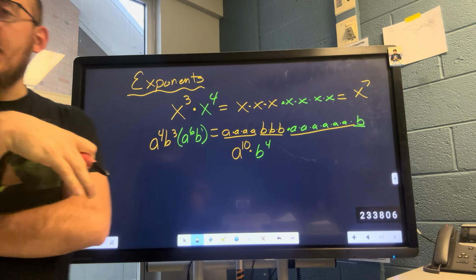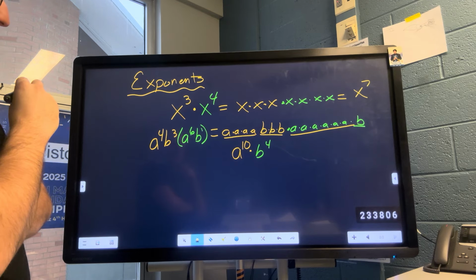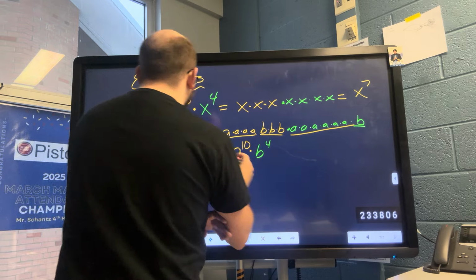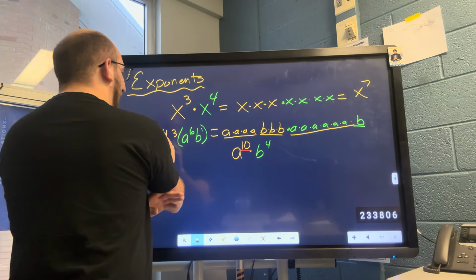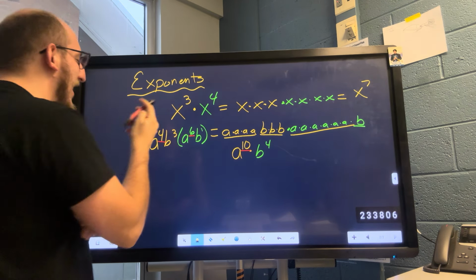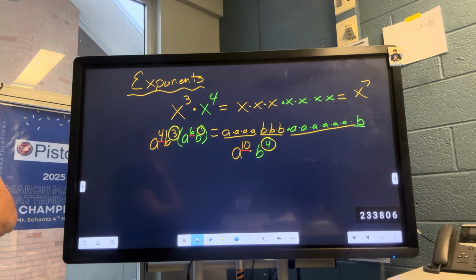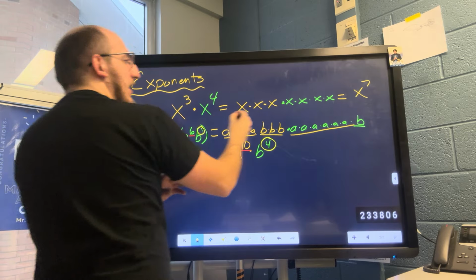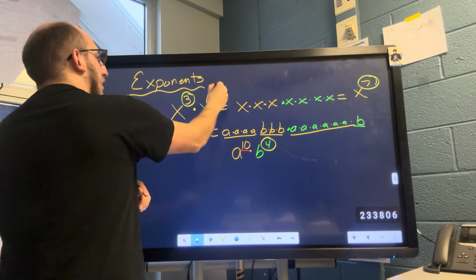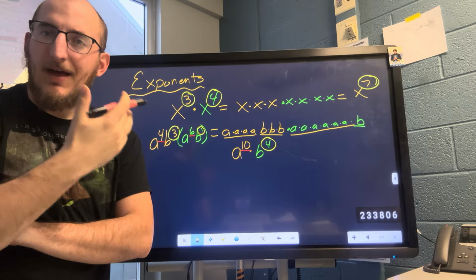Now, there's a pattern that's happening here that you might have noticed, or you might not. The pattern is that to find what a gets you, we add this exponent plus this exponent. We add the exponents. And to find what b gets you, we add this one plus this one. Or up here, to get 7, what did we do? We added 3 plus 4. That is the rule of multiplying exponents.